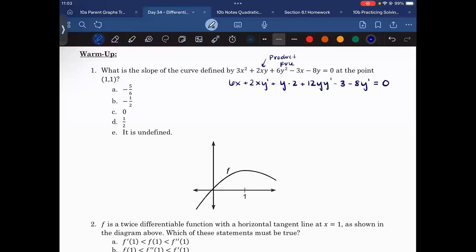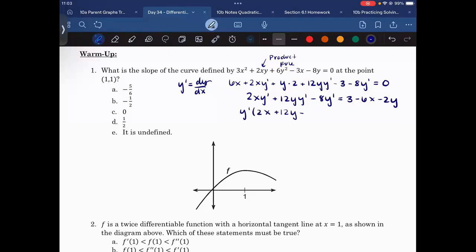And what we're going to do is we're just going to solve for y prime. And I know some people do like to write it dy over dx. I prefer y prime, but you can do whatever makes sense to you. I'm just going to put all the y primes on one side, and I'm going to move everything else to the other side. Minus 6x. Factor out that y prime, and then I will divide it to get the y prime by itself.